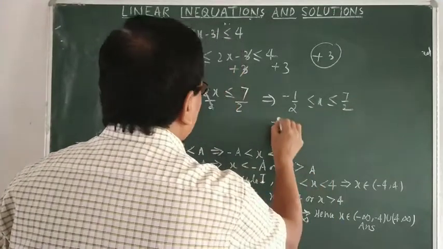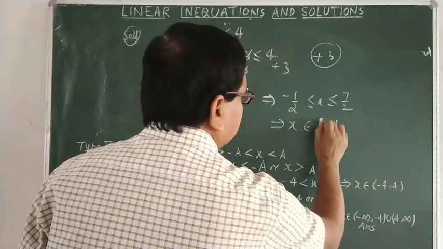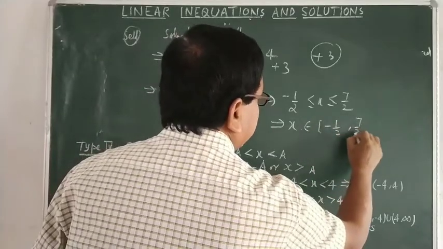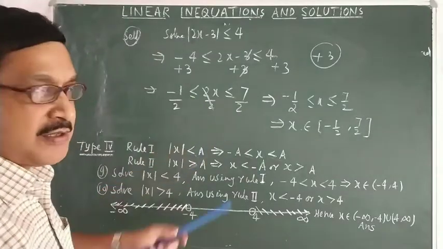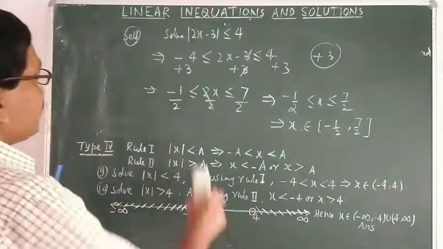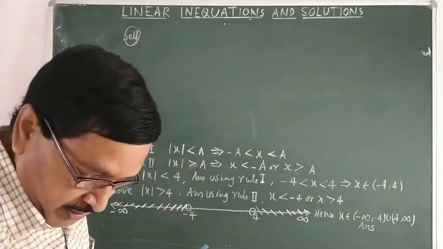So our x belongs to [−1/2, 7/2]. This is your answer. So this is the fast technique without using type 2. You can use type 2 also. Now moving towards another question.